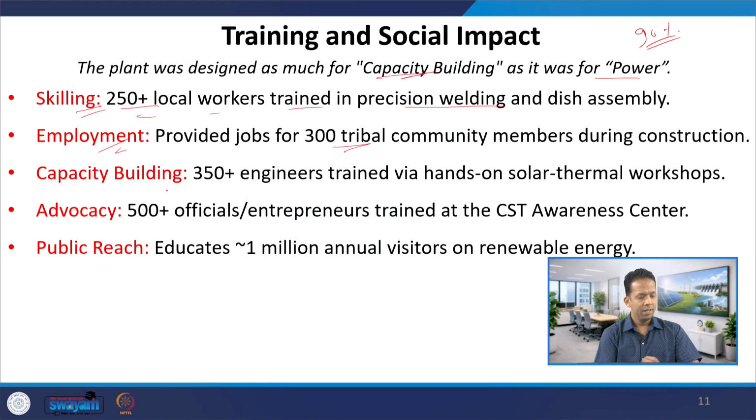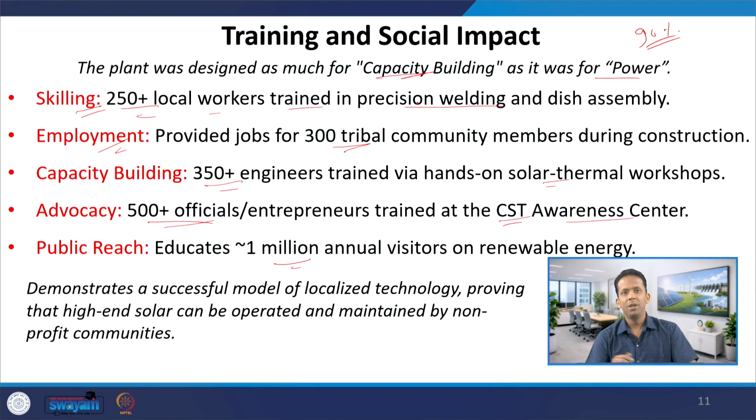In capacity building, it has trained more than 350 engineers so far through hands-on training in solar thermal workshops, and it has also set up a concentrated solar thermal awareness center in Rajasthan, which has trained more than 500 officials and entrepreneurs so far. And for public outreach, almost 1 million visitors visit this center annually and get educated on solar thermal and renewable energy. So that's a huge training and social impact this plant has.